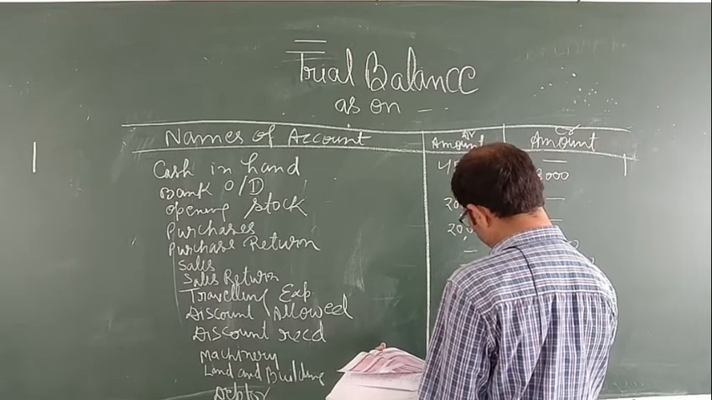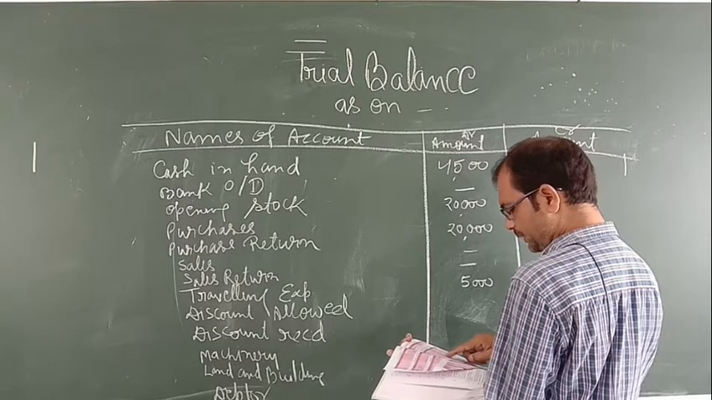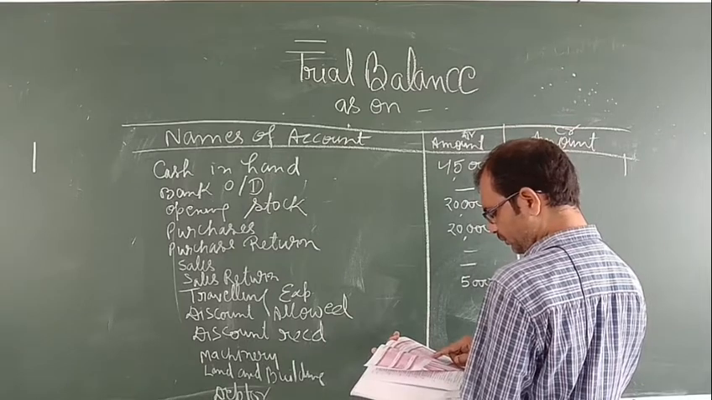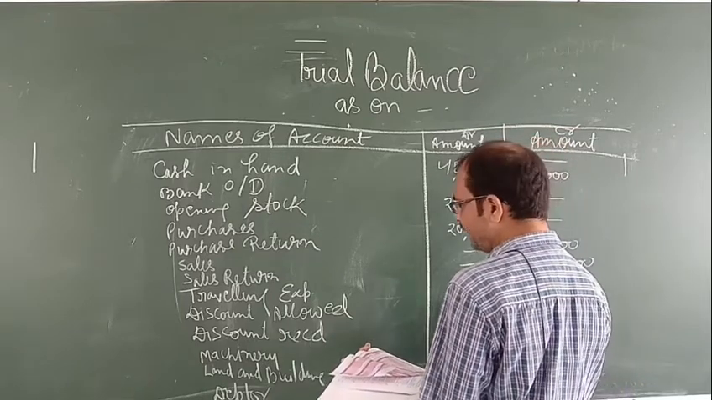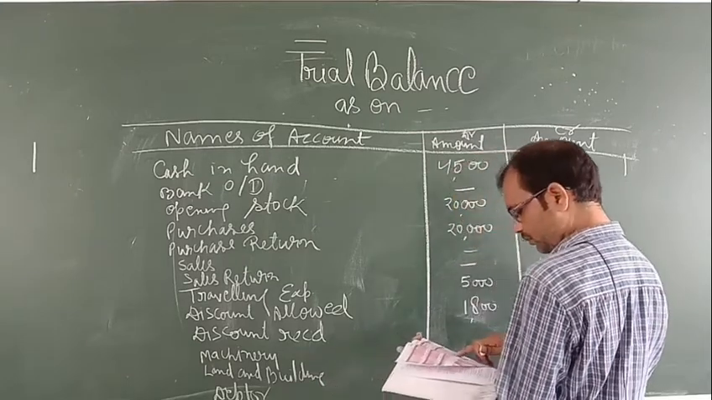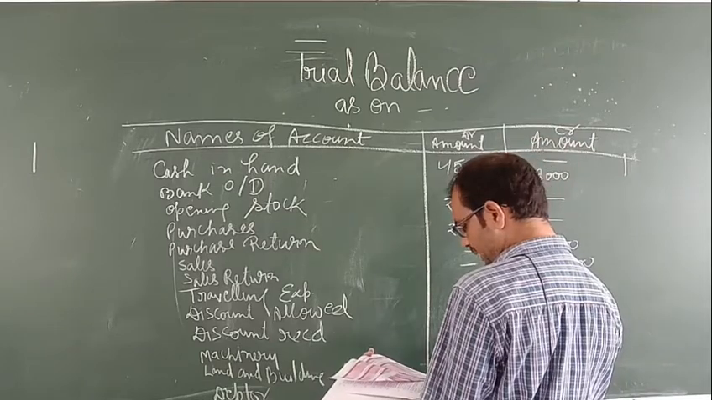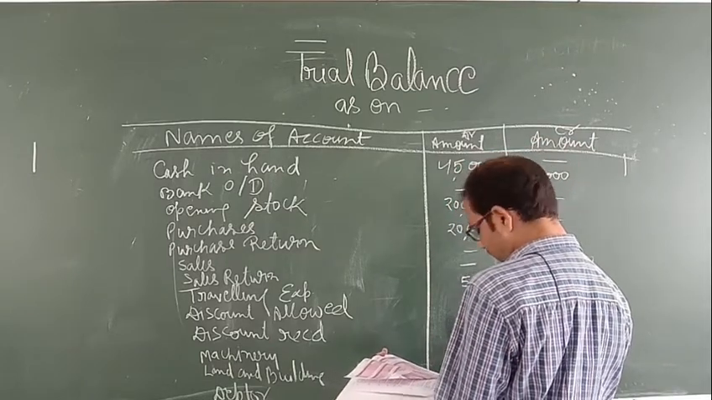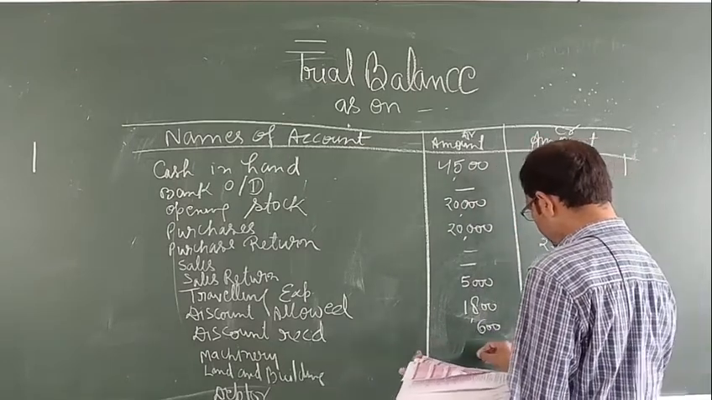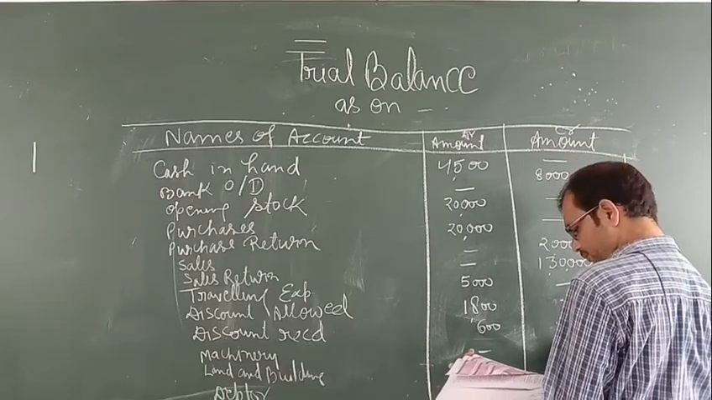5000. Traveling expenses, it's an expense and all the expenses have debit balance. 1800. Discount allowed is an expense, so it will also come in the debit side. Discount received will come in the credit side because it is an income.